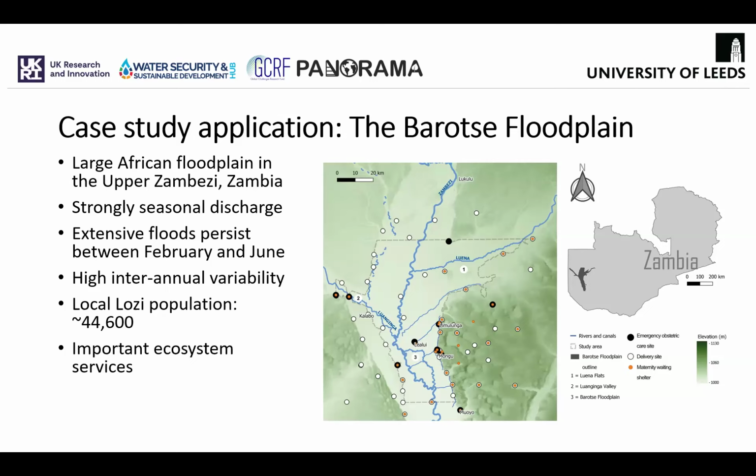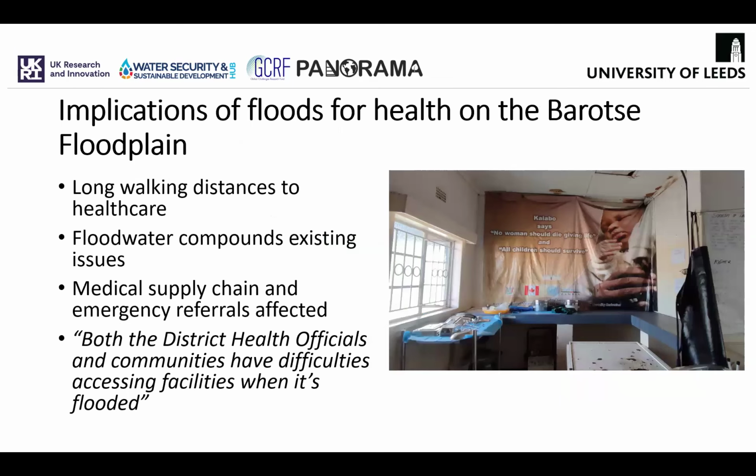And there's about 44,600 people that live on this floodplain because the floodplain provides these incredible ecosystem services to their livelihoods. But despite those positives, there are also negatives. Health officials flagged to us that they were really concerned about the impacts of floods on health access, because the local people are already walking very long distances to healthcare, and that gets worsened in floods when their typical access routes are cut off.